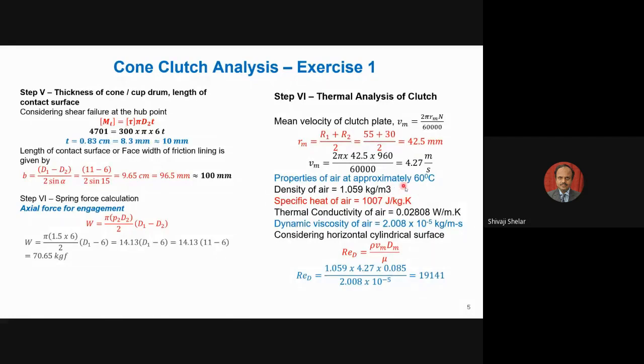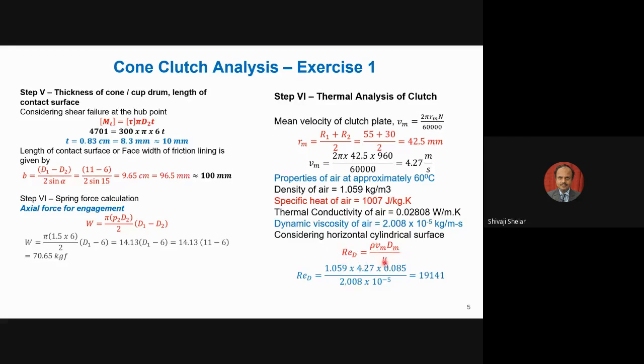This arrangement is like a hollow cylinder. So I am considering a formula for a horizontal cylindrical surface. Let's evaluate the Reynolds number here. I am writing a Reynolds number for diameter. Normally, whenever there is a cylindrical object, we take the Reynolds number in terms of diameter. So the Reynolds number in terms of diameter is rho V D upon mu.